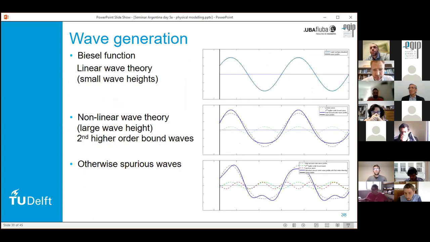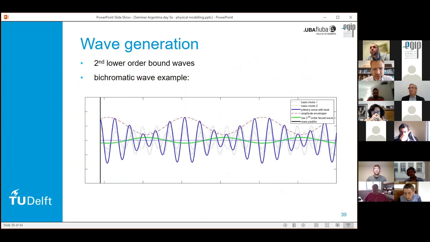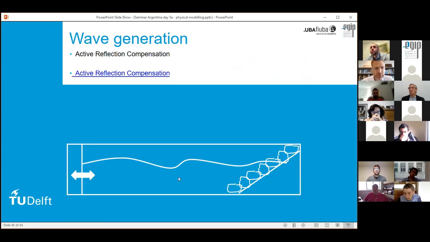I'm not going to go into all the wave signals. Well, this is actually quite fairly well known. Two more pictures I think are important. So one is active reflection compensation. This is a very nice movie from Deltares.